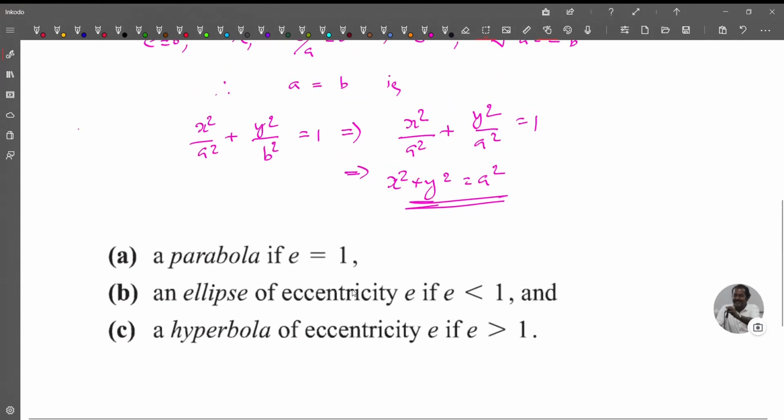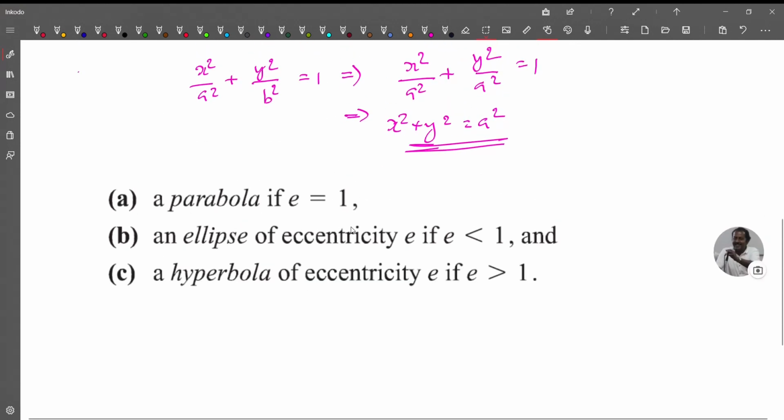So we can categorize the conic section based on eccentricity as: if the eccentricity is equal to 1, the conic section will be a parabola. If e is less than 1, the conic section will be an ellipse, and if e is greater than 1, the conic section will be a hyperbola.